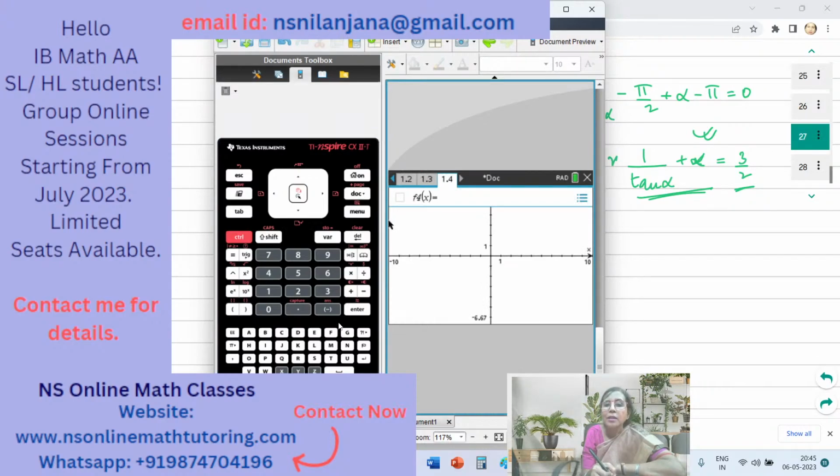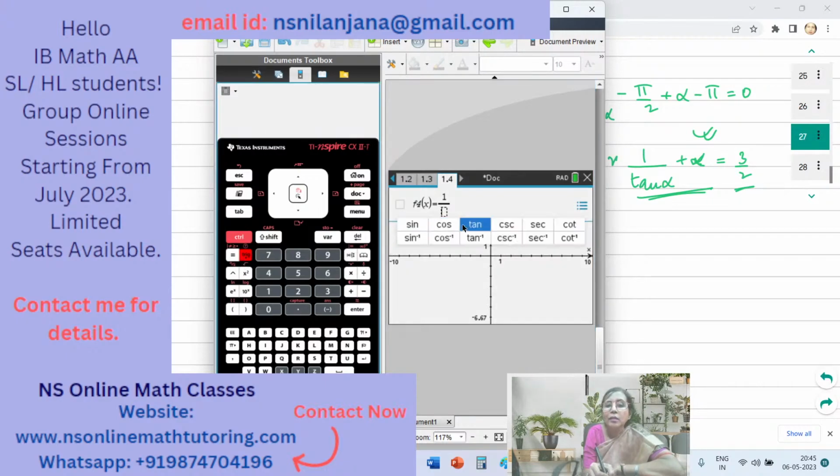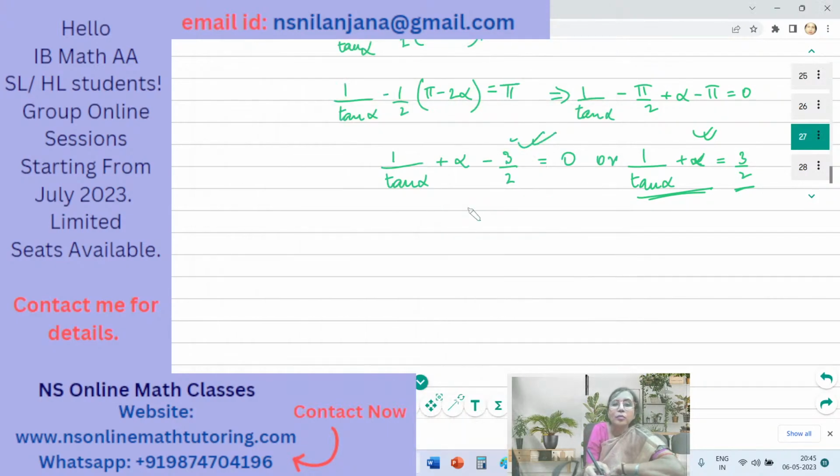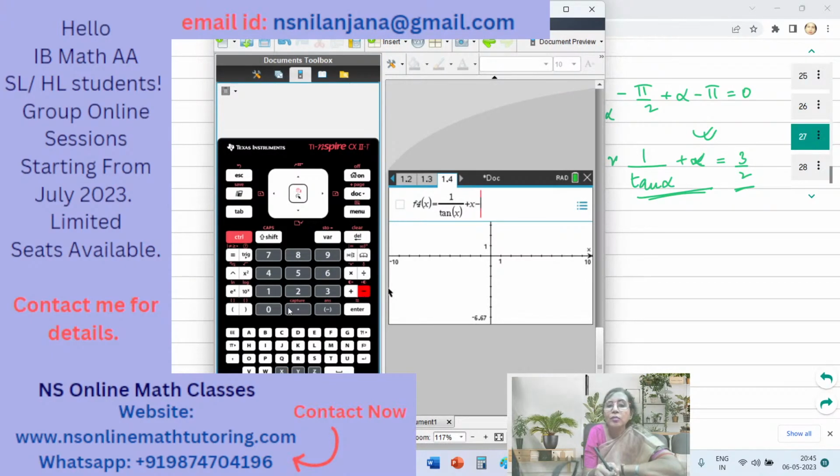The graph is F4, 1 over tan alpha. So alpha means I'll be taking x. 1 over tan x plus x minus 3 over 2 times pi.